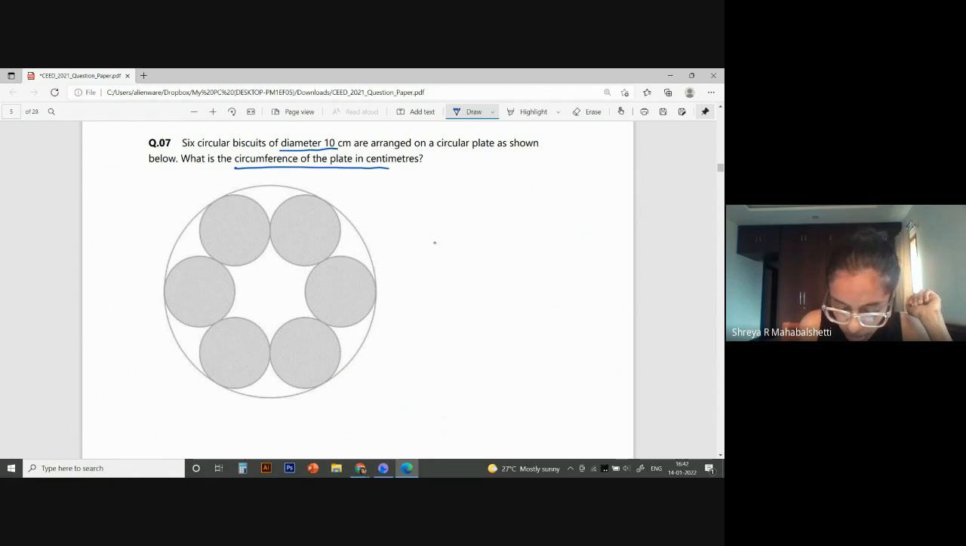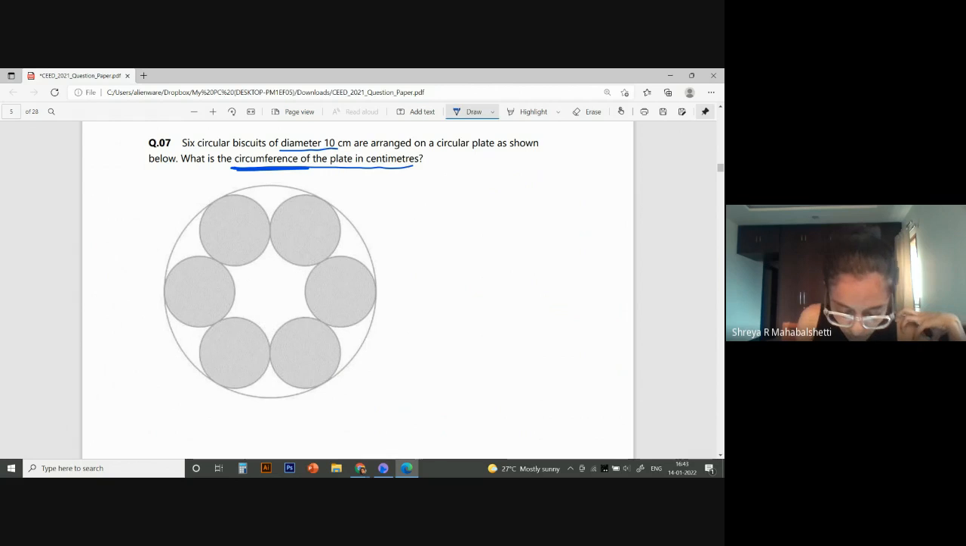But in the question, they are asking for the circumference of the plate in centimeters. So never get confused about what end result they expect you to give. Because they keep talking about diameter, it doesn't mean they're asking about the diameter of the circle. Instead, they're asking about the circumference.